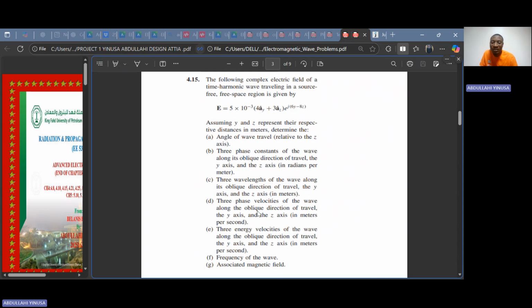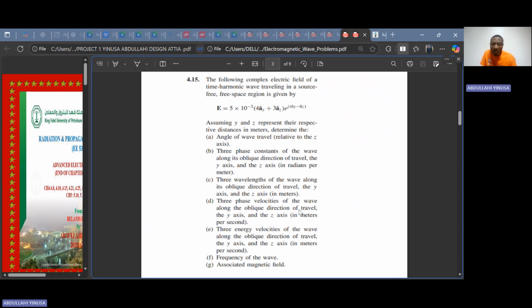Part D asks us to find the phase velocity of the wave along the oblique incidence. Note, have you forgotten? Among the two, which one is going to be greater than C, which is 3 times 10 to the power 8, the velocity of free space? Which one is going to be lower? So we know that the phase velocity is going to be greater, while the energy velocity is going to be lower.